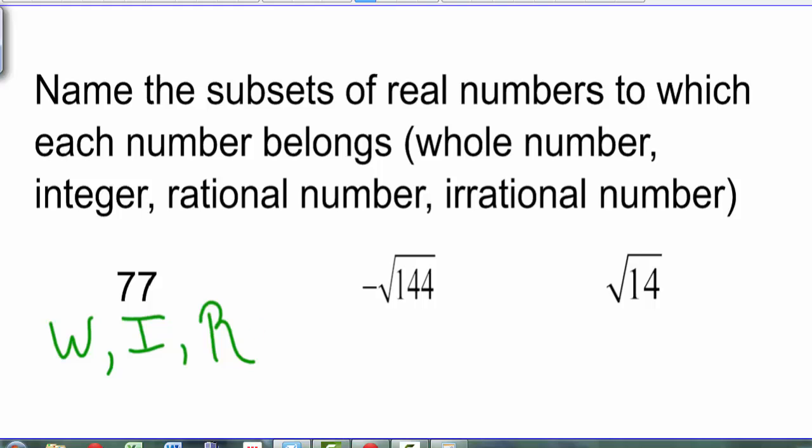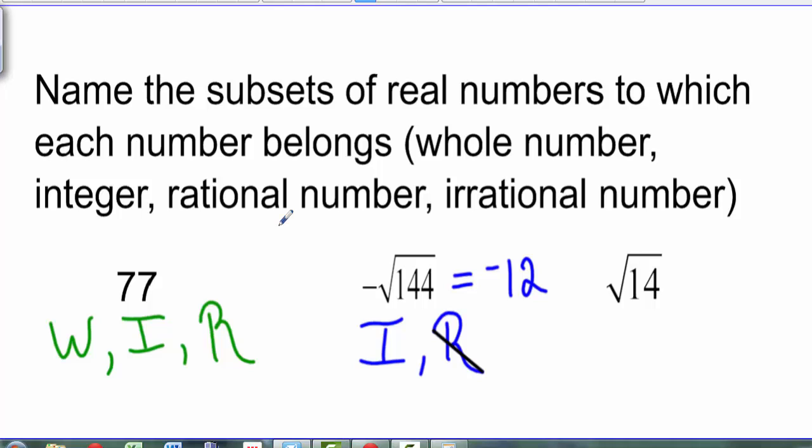Let's look at our next example, the negative square root of 144. Well, I know the negative square root of 144 is going to be negative 12. Is that a whole number? Nope, because whole numbers are not negative. Is it an integer? Sure it is. Is it rational? Can I write it as a fraction? Sure I can. Negative 12 over 1.